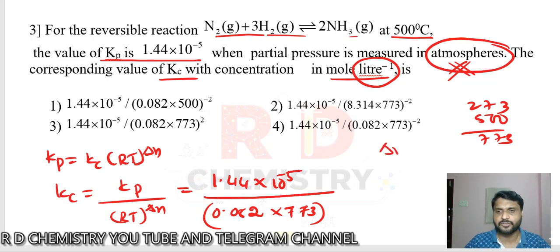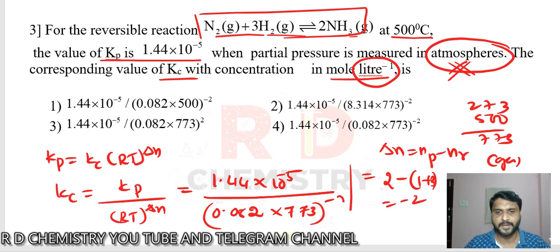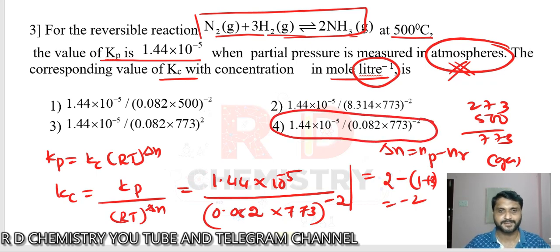What is delta n? Delta n is equal to the number of moles of the product minus the number of moles of the reactant, only for the gases. All these are gases in the equation. Number of moles of the product is equal to 2, correct? Minus that of the reactant, 1 plus 3, so it is equal to -2, so the power is -2. So therefore the answer should be option number 4, right? The fourth one is the answer. Clear?